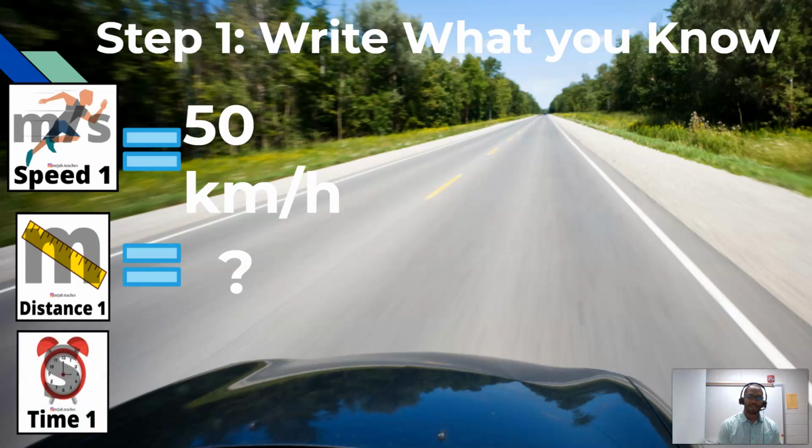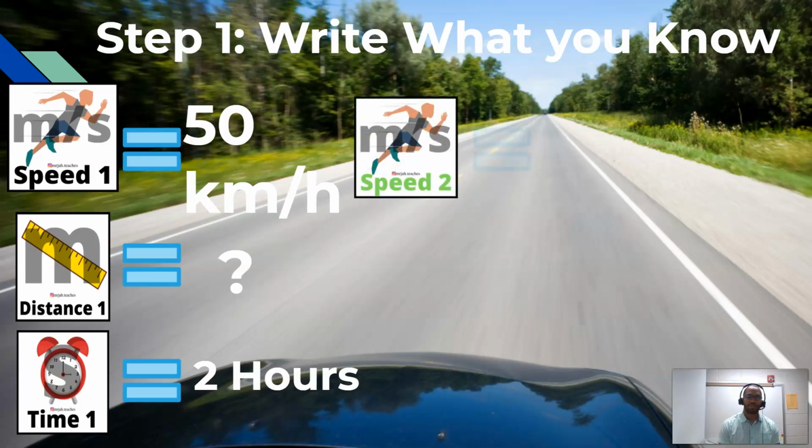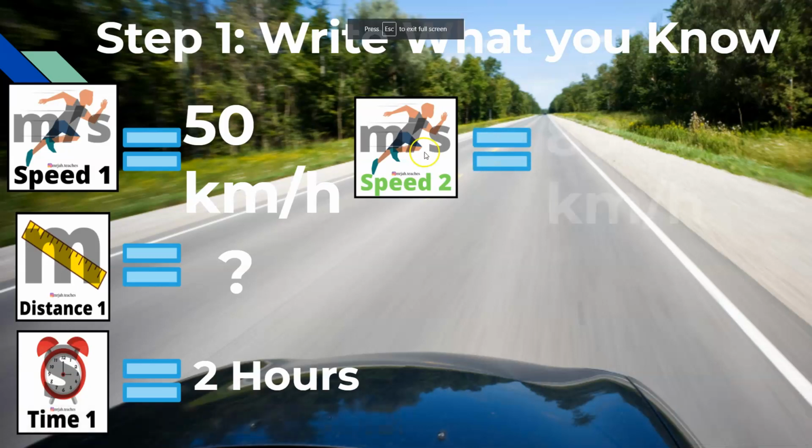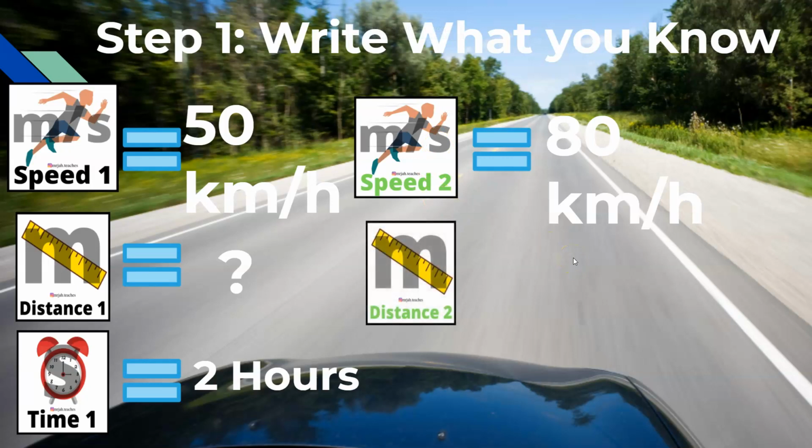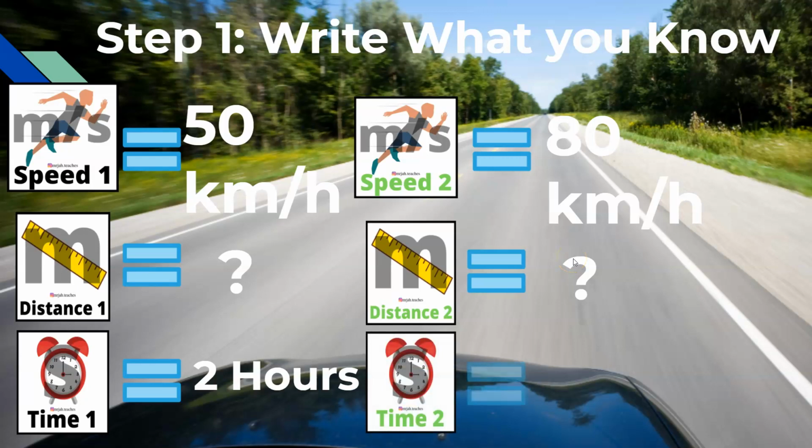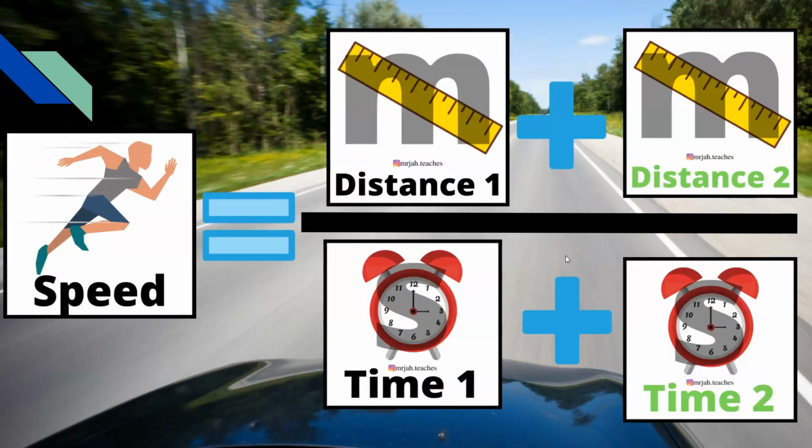And then, is there time 1? Go ahead and fill that in. So yes, we have time 1, that is 2 hours. So let's take a look at the next one, which is speed 2. Speed 2 is 80 kilometers per hour. And then, do we have distance 2? We don't have distance 2. What is time 2? Time 2 is 5 hours.